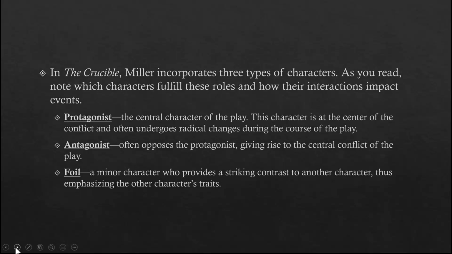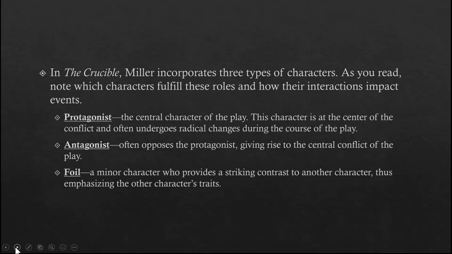In the Crucible, Miller incorporates 3 types of characters. As you read, note which characters fulfill these roles and how their interactions impact events. The protagonist, which is the central character of the play. This character is at the center of the conflict and often undergoes radical changes during the course of the play. The antagonist often opposes the protagonist, giving rise to the central conflict of the play.